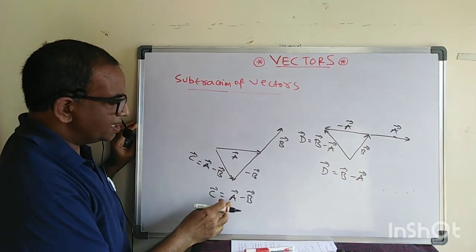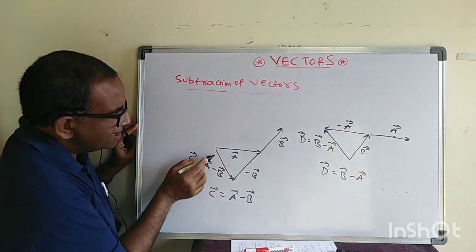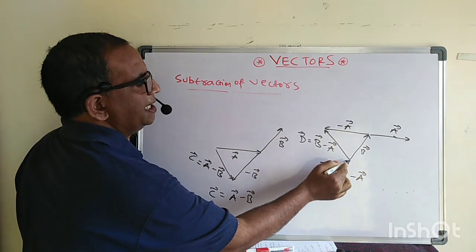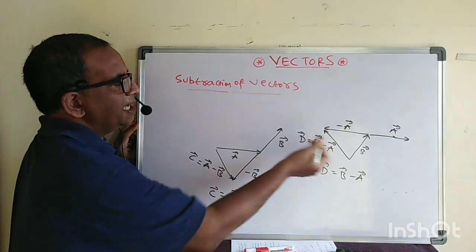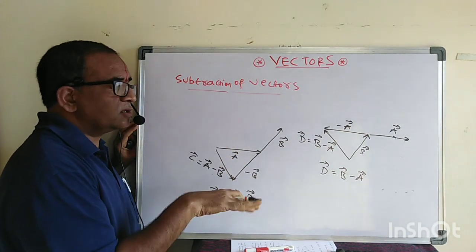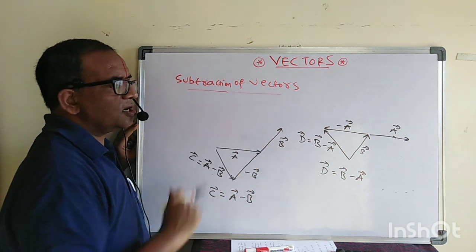Now once observe here, this one is A minus B, this is B minus A. And see, observe here, see C is in downward direction here. Here see the D is in upward direction. Are they equal? Even though their magnitude may be equal, okay, their magnitude may be equal, but their directions are not same.